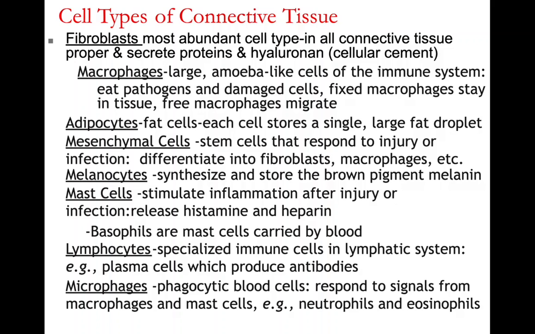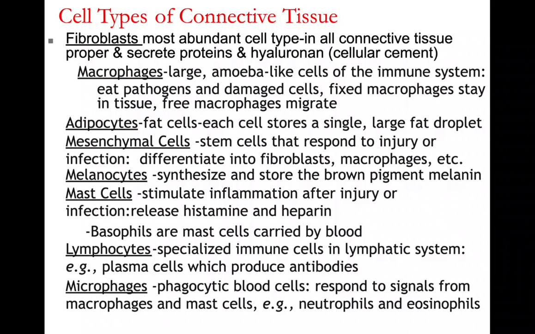Adipocytes are fat cells, so each cell can store a single large fat droplet. Mesenchymal cells are stem cells that respond to injury or infection, so they can differentiate into things like fibroblasts or macrophages. Melanocytes synthesize and store the brown pigment melanin.